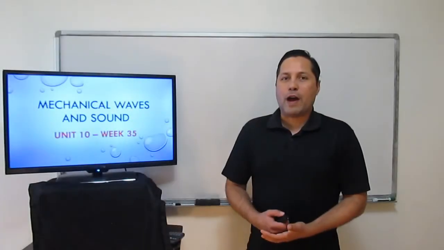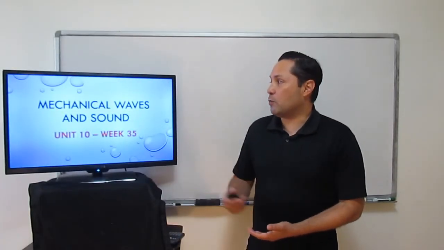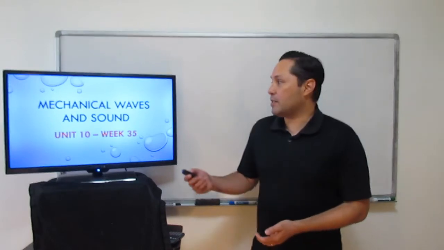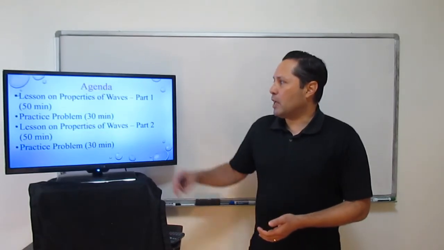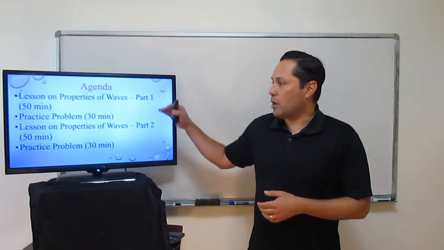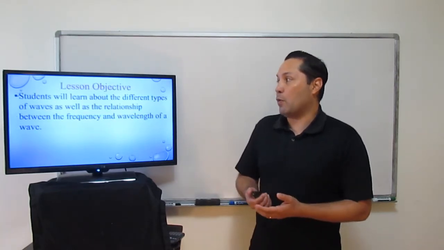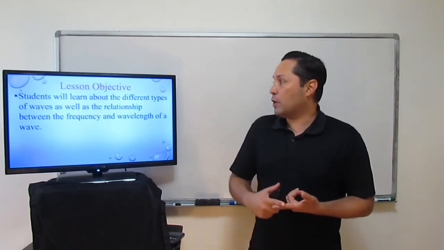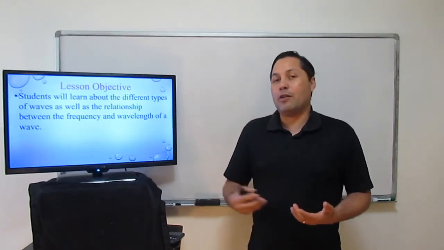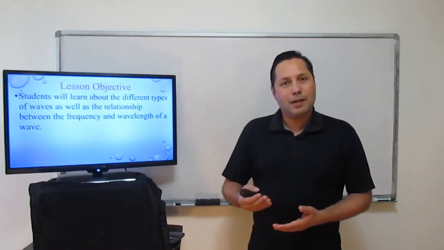Hi, this is week 35 of AP Physics, and we're starting Unit 10, which deals with mechanical waves and sound. For our agenda, we'll be looking at properties of waves, Part 1 and Part 2. For our lesson objective, students will learn about the different types of waves as well as the relationship between frequency and wavelength and how they affect the speed of a wave. Let's go ahead and get started.